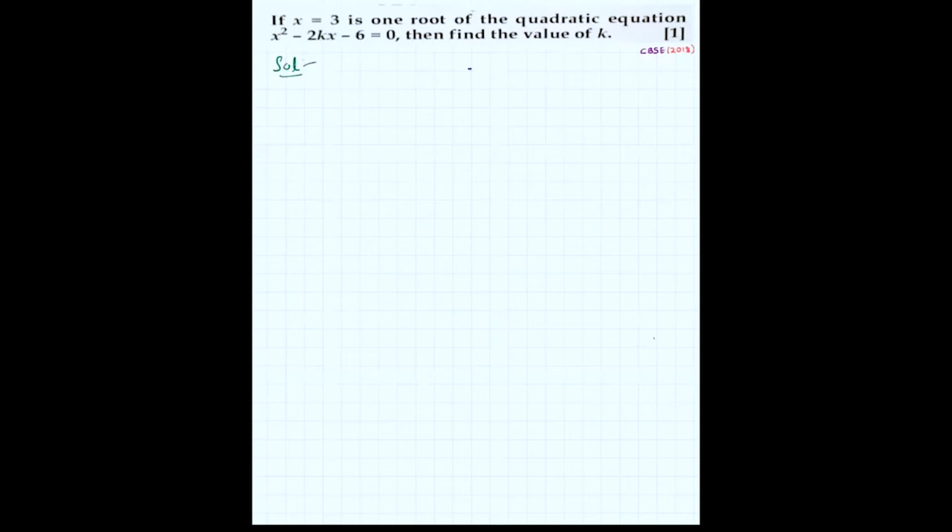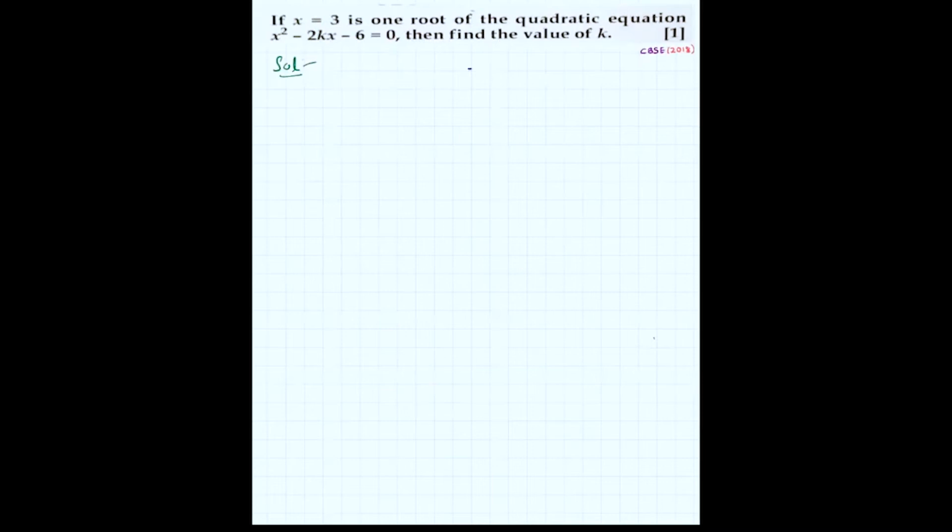It says if x equals 3 is one root of the quadratic equation, and the equation is given by x square minus 2kx minus 6 equals 0, then find the value of k. So first of all, let's see what we have given. We have given the quadratic equation, which is x square minus 2kx minus 6 equals 0, and one of the roots is x equals 3.